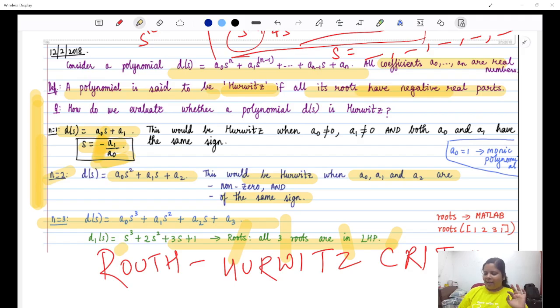For now, I would prove why the second one works. You can solve it with the quadratic equation solver, which would also give you the result that if all of them are of the same sign, then what is going to happen. But I won't go into that. For first order, it is very clear, right? If a1 and a0 are of the same sign, then you are going to have a negative root. For n equal to 2, I'll show you with Routh's criteria.